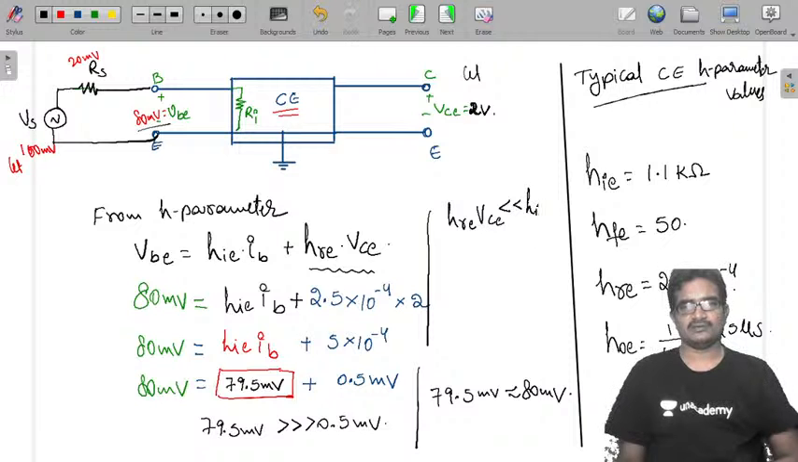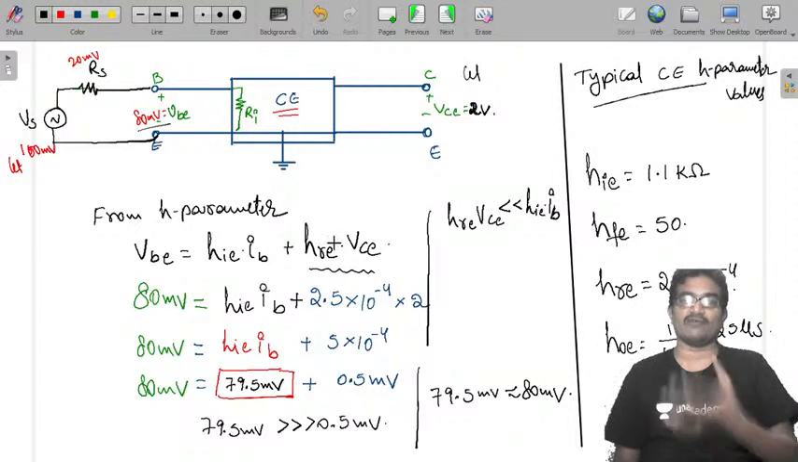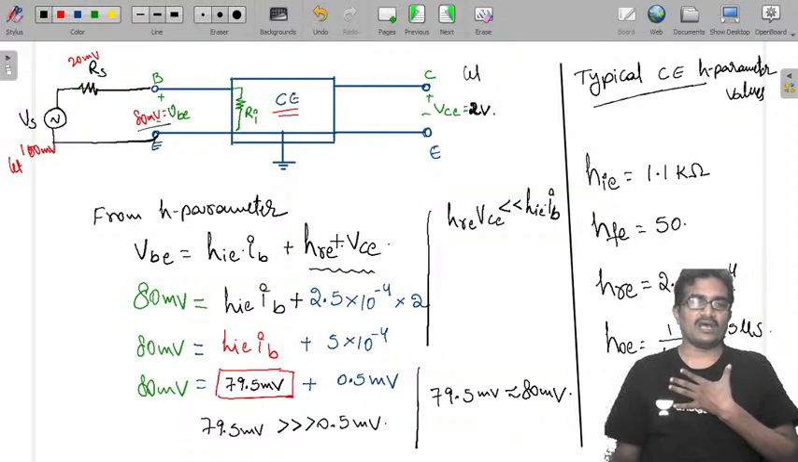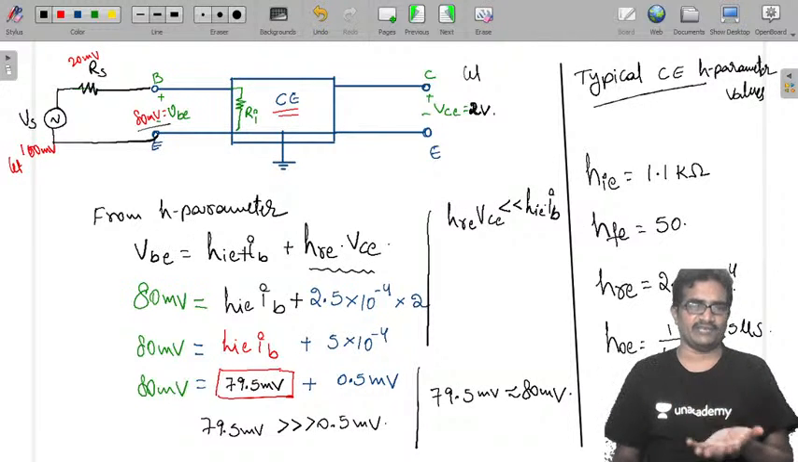HIE into IB. That's why I am going to be neglecting that. By neglecting this, compared to this, it is very small. We can neglect it. By neglecting that, what is the benefit to me? Now, my benefit is only I need to calculate VBE is HIE into IB. Only one calculation, one computation.